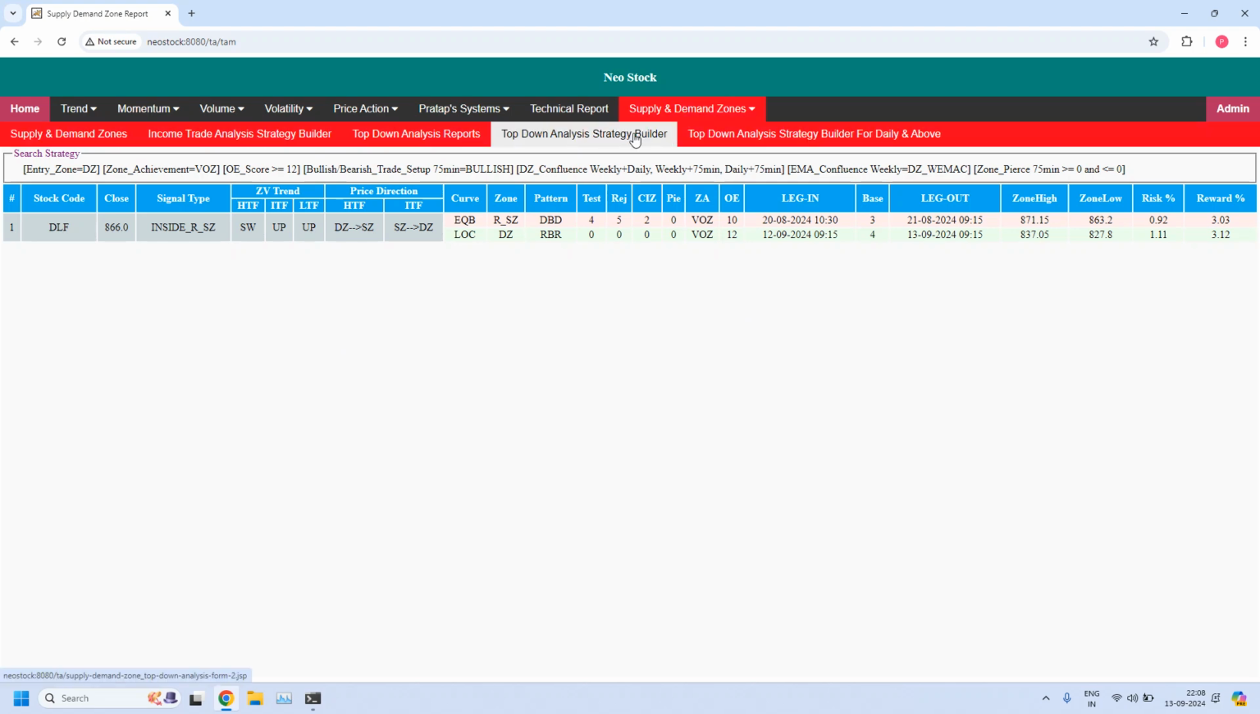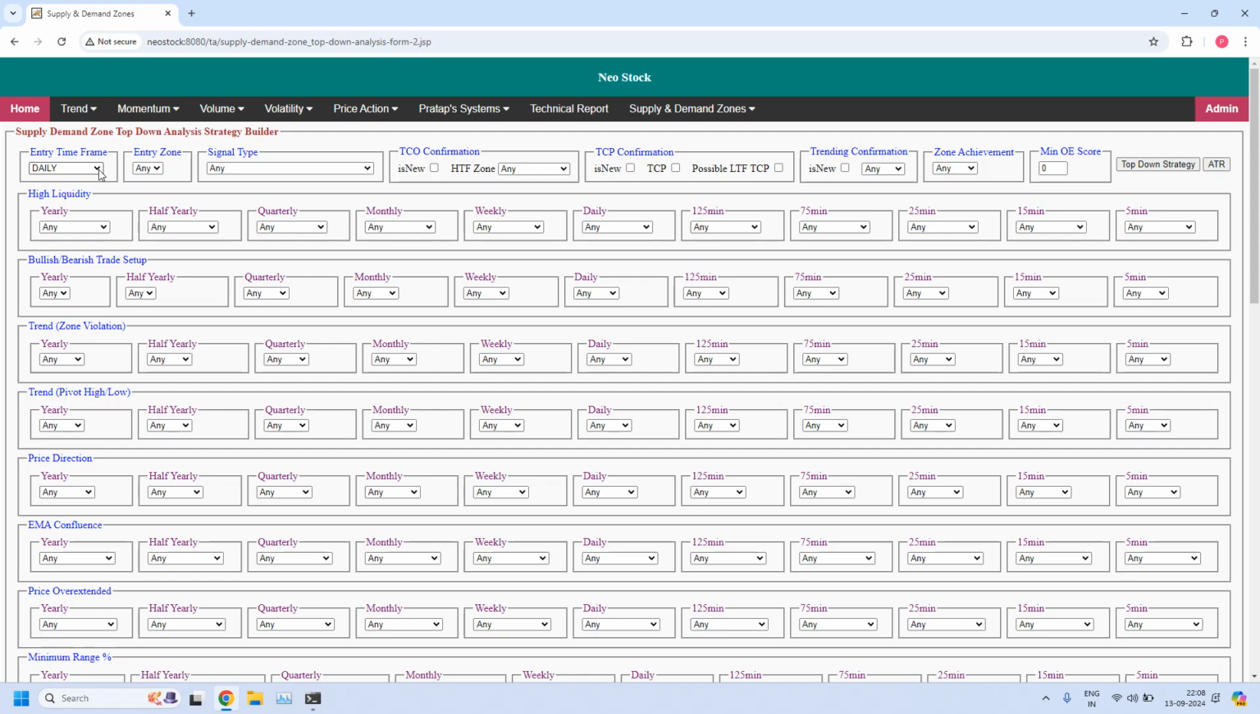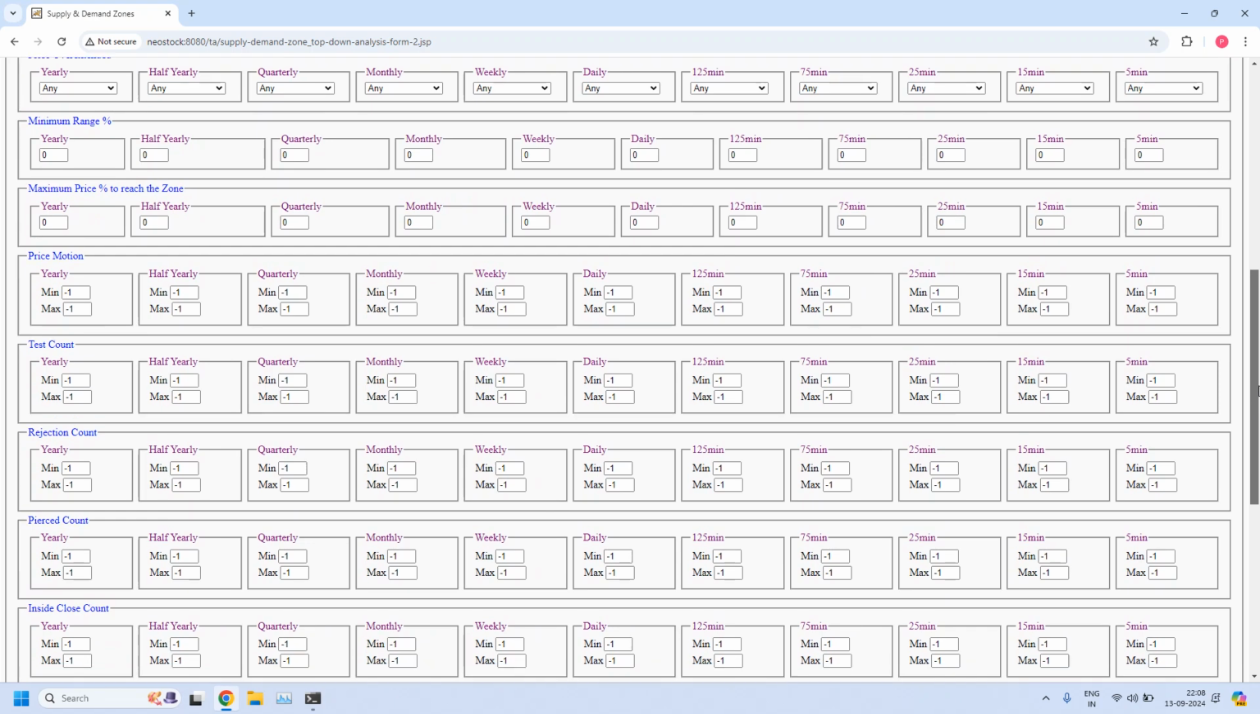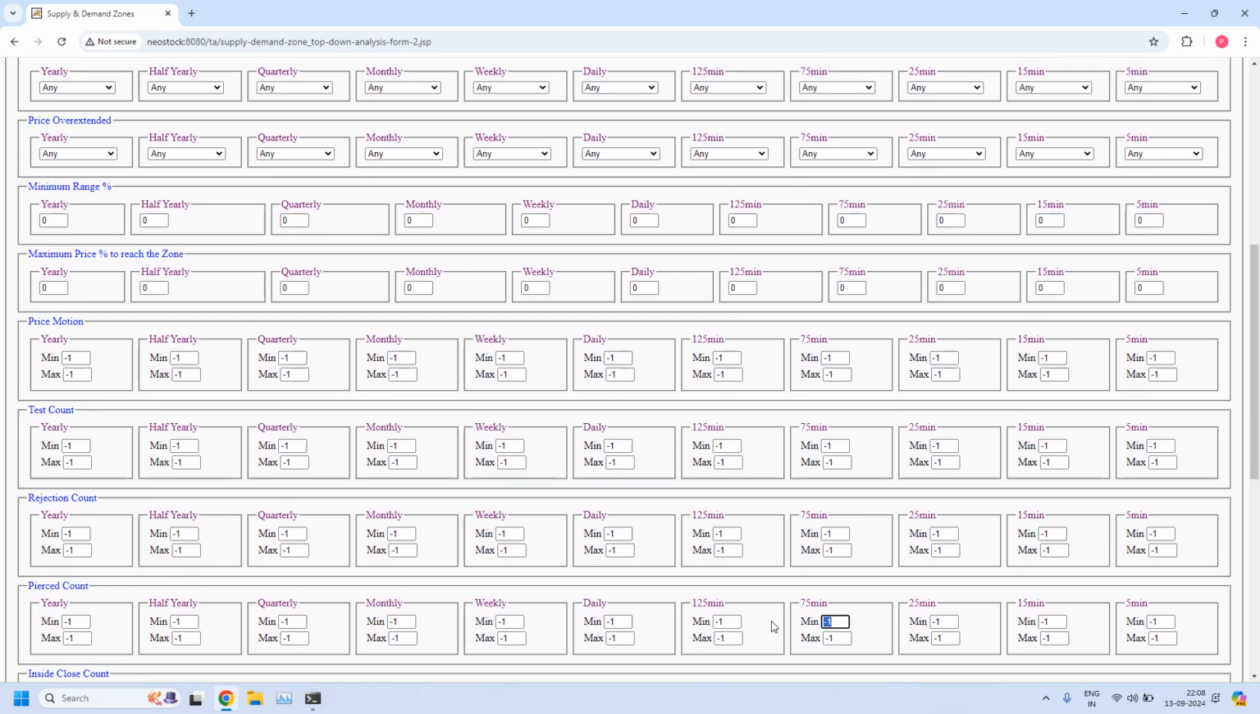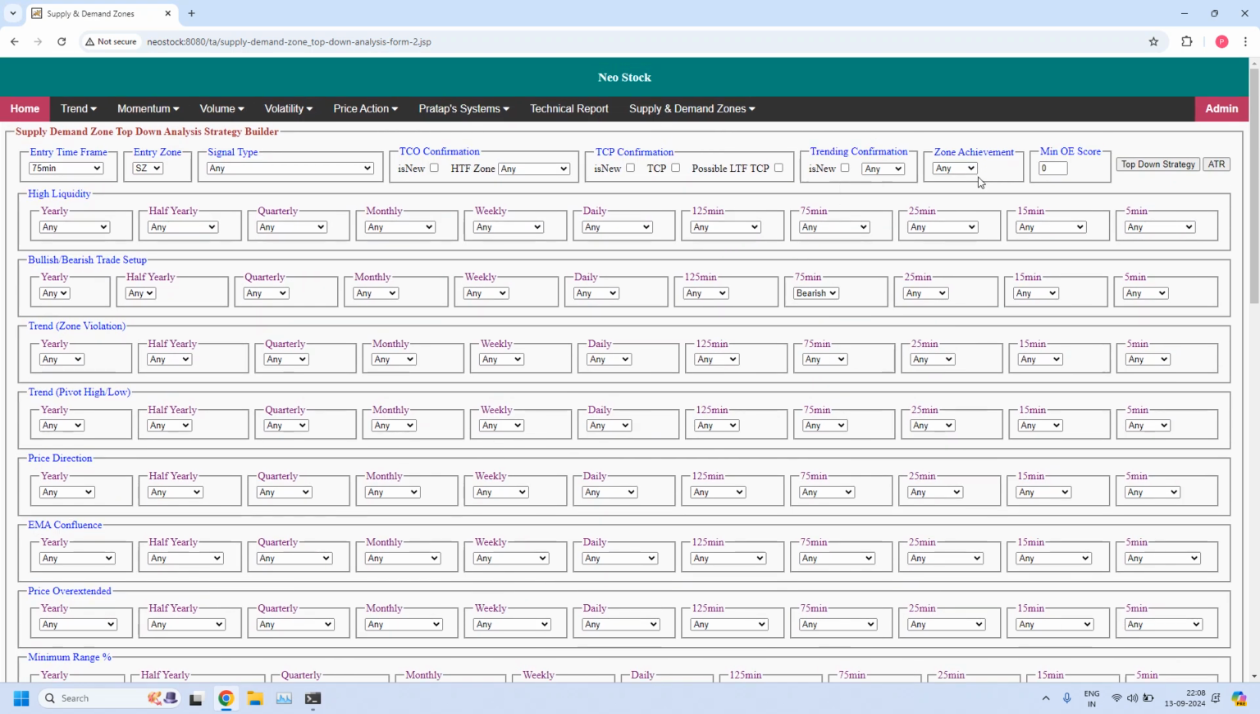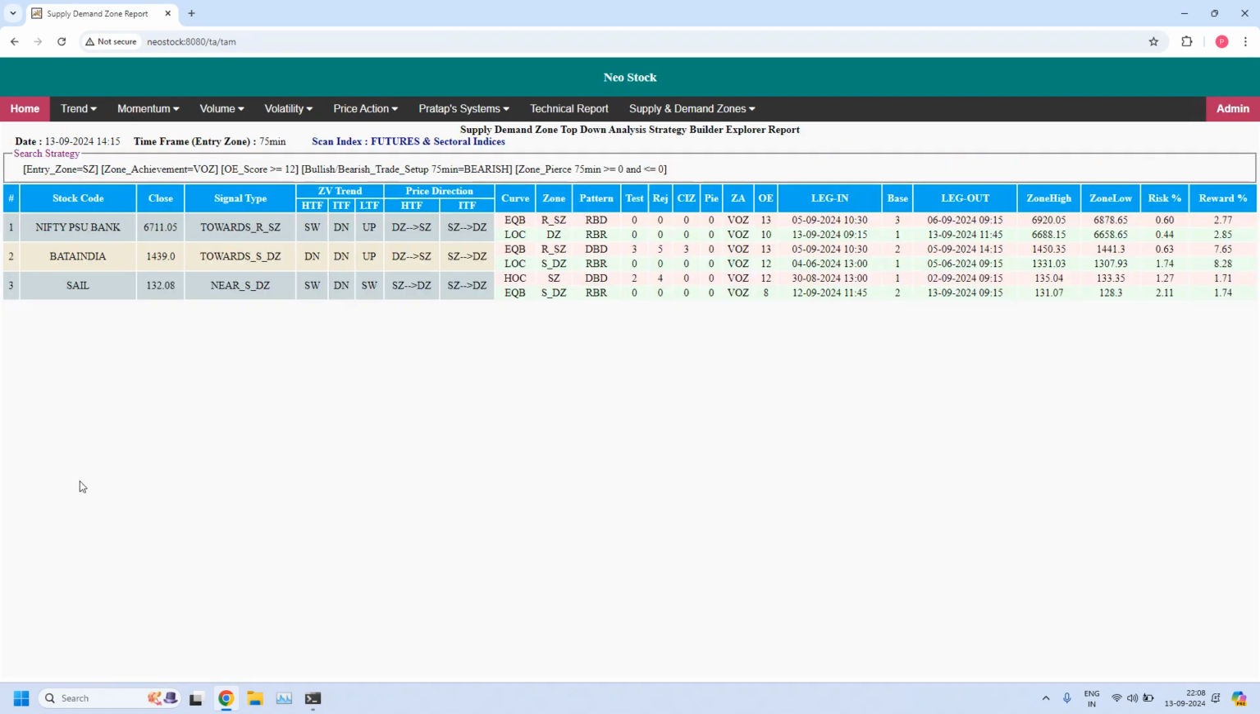Okay, next, bearish trade setup for weekly income trade. Entry time frame is 75 minutes. Entry zone is supply zone. In bullish or bearish trade setup at 75 minutes, I am selecting bearish. The 75-minute supply zone should not be pierced. So in the pierced count at 75 minutes, minimum value 0, maximum value 0. Zone achievement violated opposing zone. Minimum order enhancer score 12. All the 3 filters are applied to the 75-minute supply zone. So 3 stocks are filtered. Let's verify out of these 3, how many have ITF confluence, that is 75-minute supply zone with daily supply zone confluence.